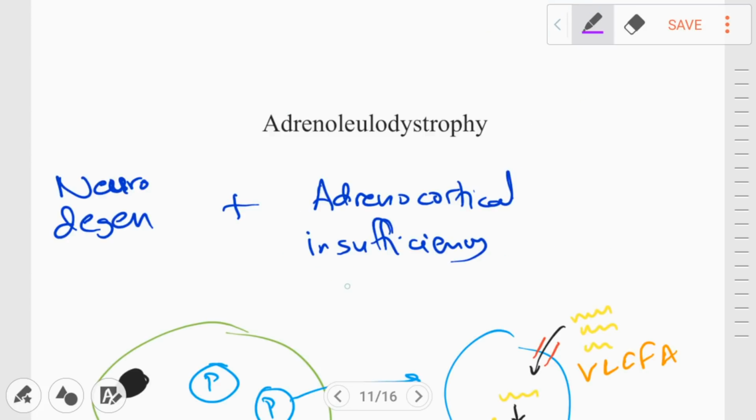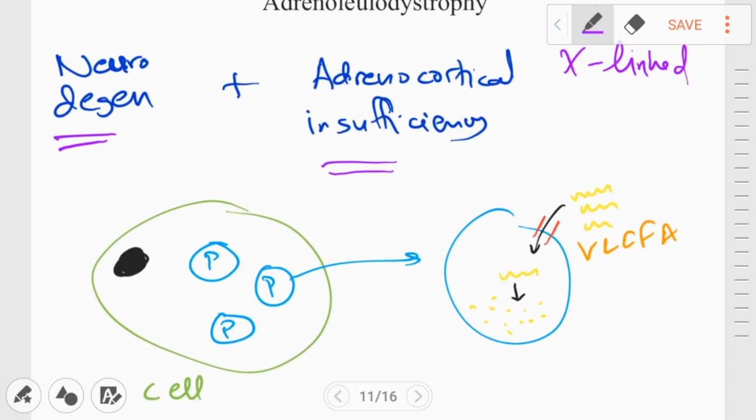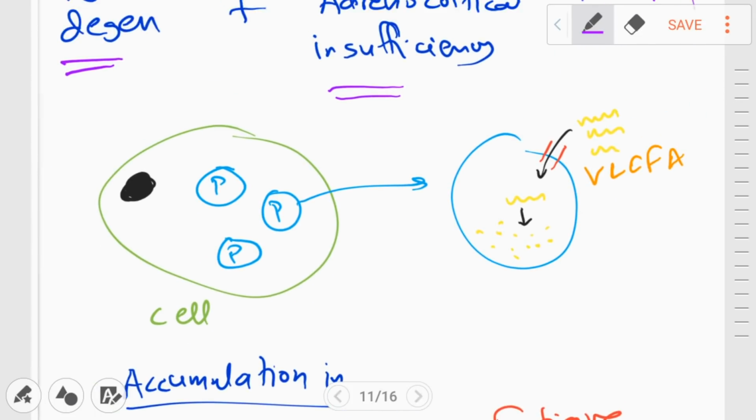The next set of illnesses we're going to look into is called adrenoleukodystrophy. From the name itself, you can understand that other than leukodystrophy, it also involves adrenocortical insufficiency. So the key features that you must understand is that we have neurodegeneration like before, but on top of that, we have adrenocortical insufficiency as well. It's important to remember as well that this disorder is X-linked. Unlike many of the disorders that we have been learning up till now, it is not autosomal recessive, it is X-linked inheritance.